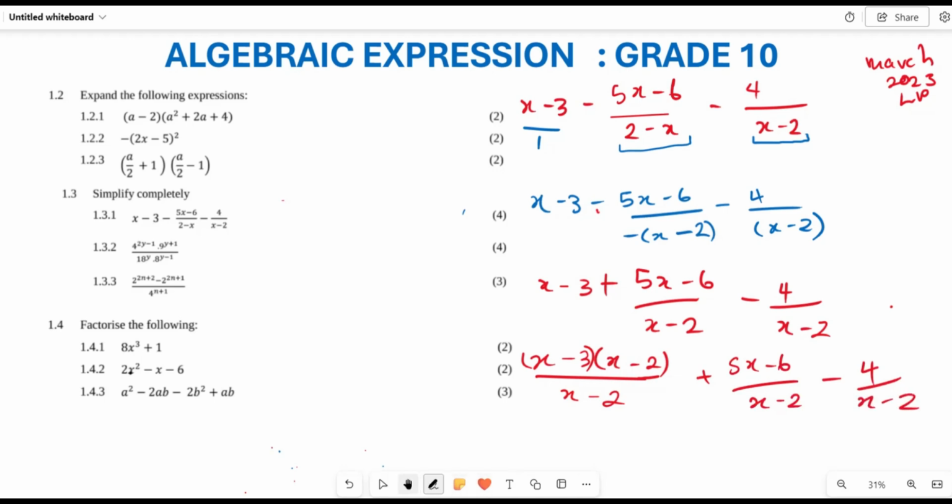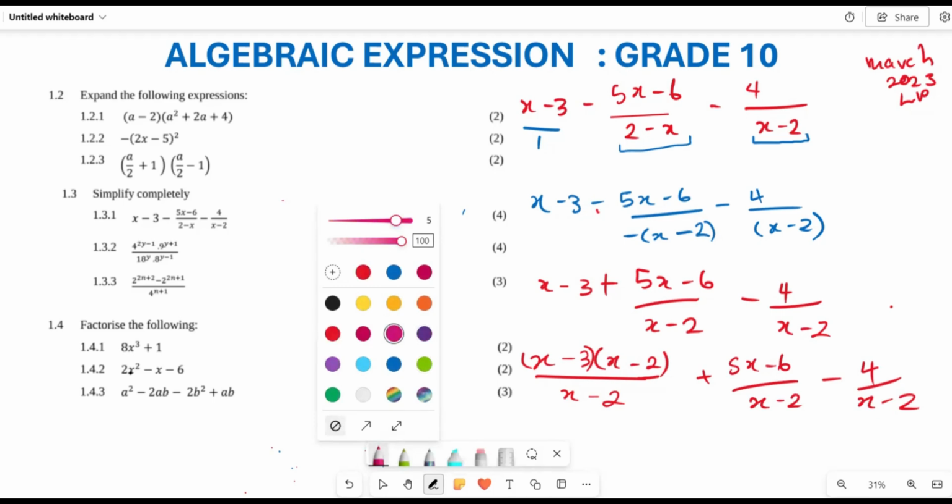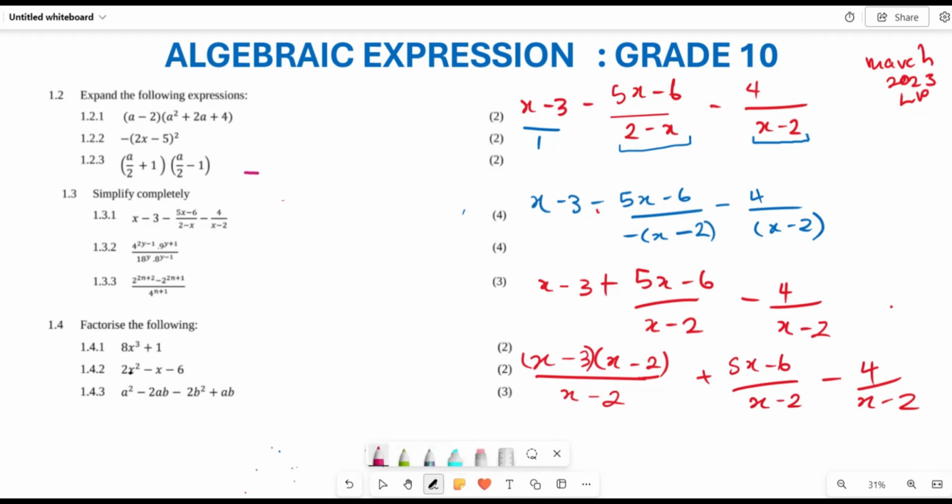Now, can you see that all the denominators are the same, right? So if we have the same denominator, I can write everything under one roof. Which means I can write this as x minus 2, our denominator, because the denominator is the same. Now when I multiply, this is x multiplied by x, which is x squared.